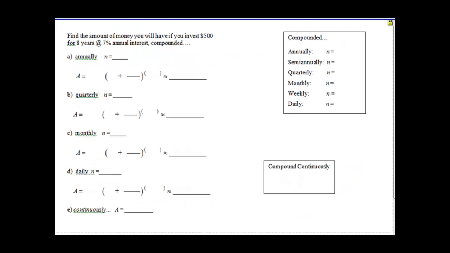So we need to find the amount of money you will have if you invest $500 for 8 years at a 7% annual interest rate compounded annually, which counts as 1. We're investing $500. We know our money's going to increase, so it's 1 plus a percentage. The percentage is 7%, so it's 0.07, and we're compounding annually, so we divide by 1. This is n times t, so n is 1 times 8. So 500 times 1 plus 0.07 raised to the 8th power gives you $859.09. Make sure you plug that in the calculator and check it out.